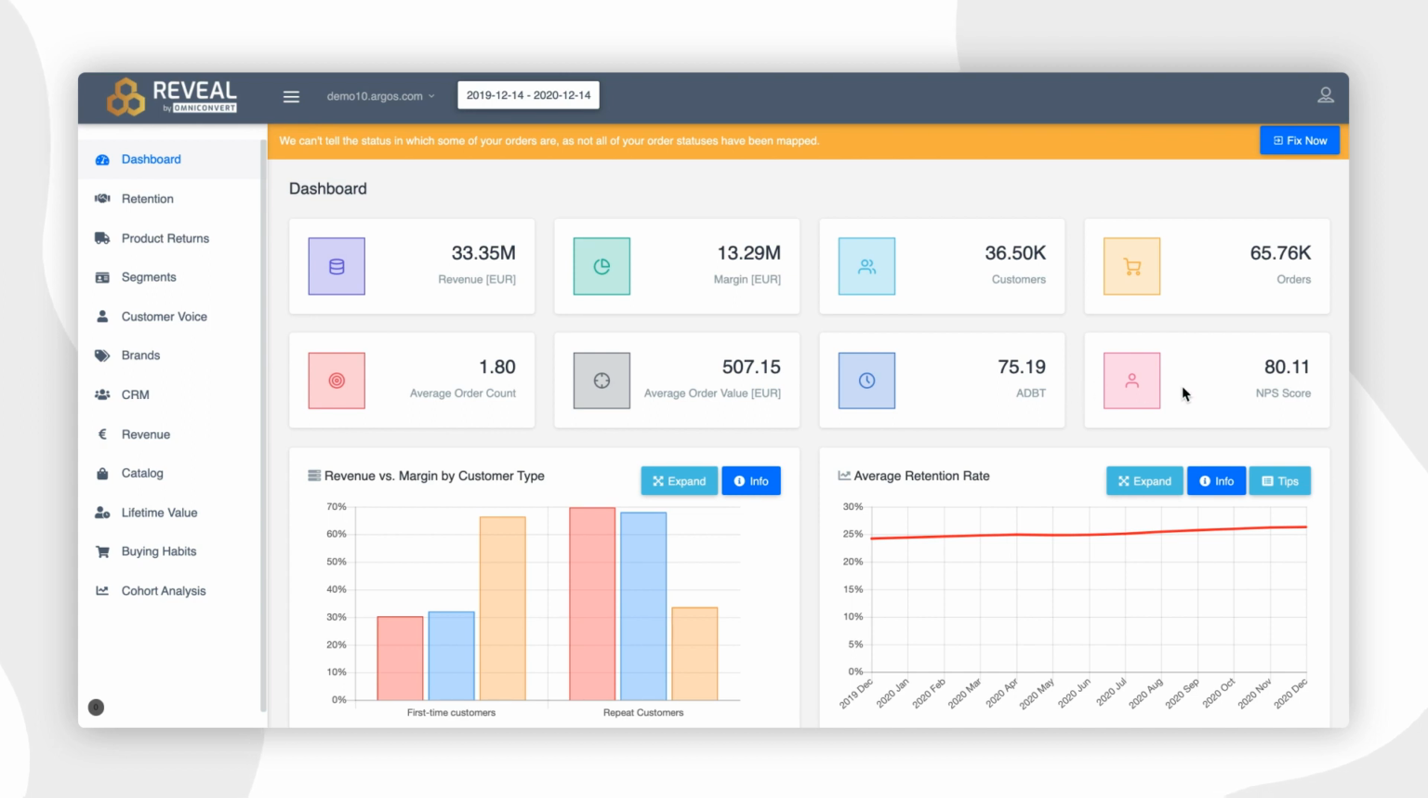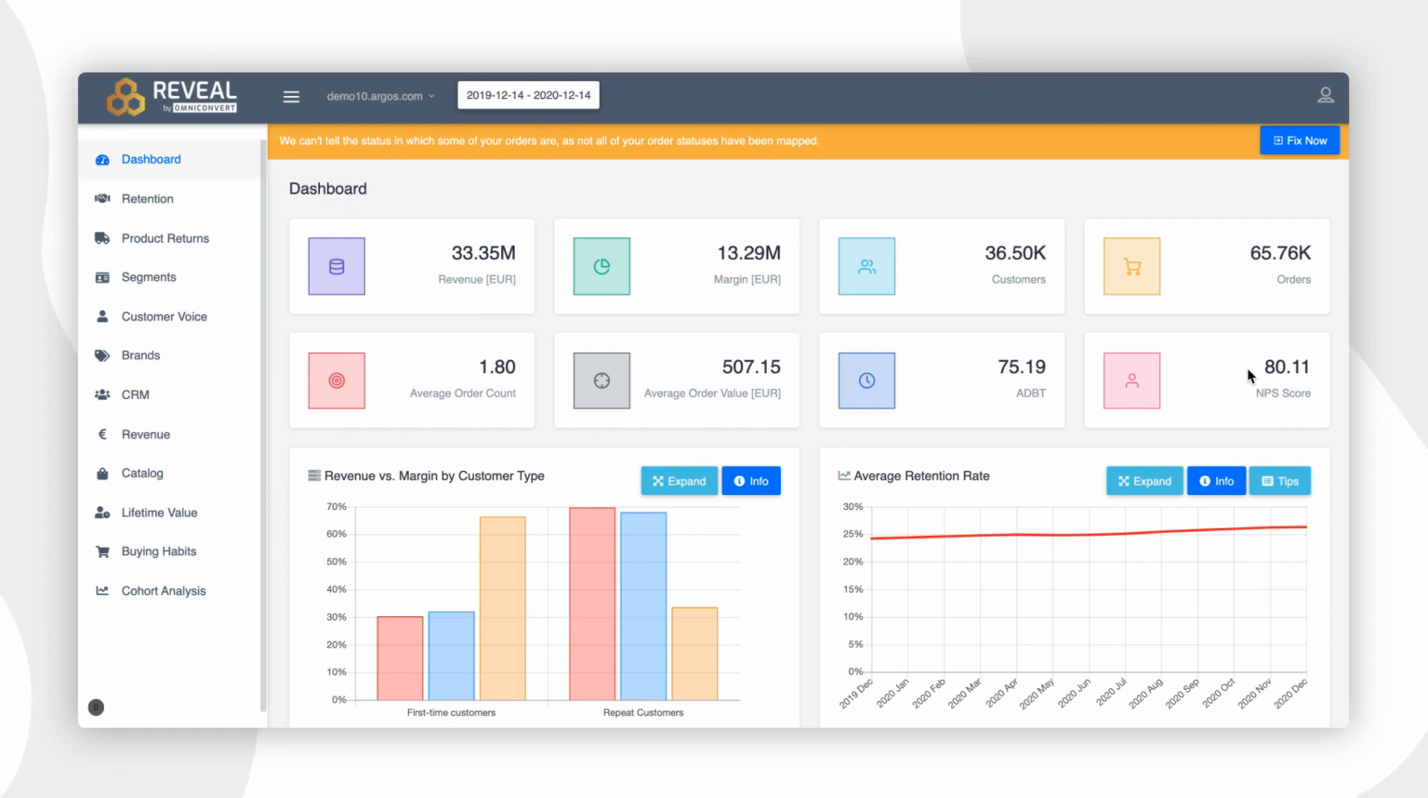The next metric is the Net Promoter Score. The Net Promoter Score is one of the business metrics that reflects your business health, so it's really useful to keep an eye on it. When you first get into Reveal, you will not see any value here, because the NPS survey wasn't sent yet. But you can send the Net Promoter Score survey pre and post delivery to your clients and find out how they rated their experience with your business.